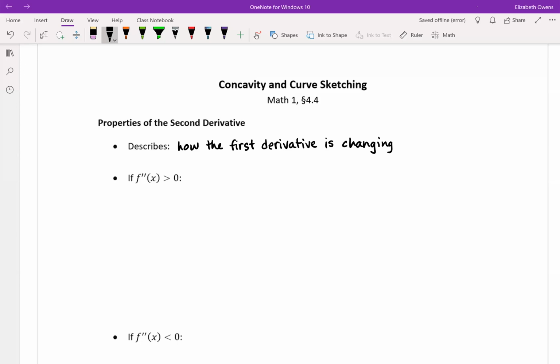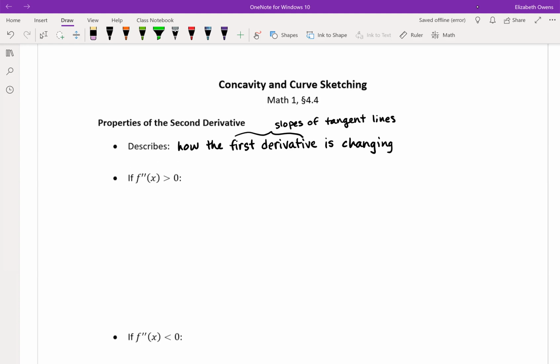So you could also think of this, since the first derivative refers to slopes of tangent lines to the original function, the second derivative is going to tell us how those slopes are changing. Okay, so let's look at this here.